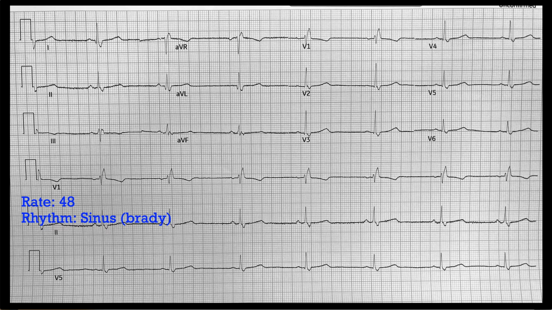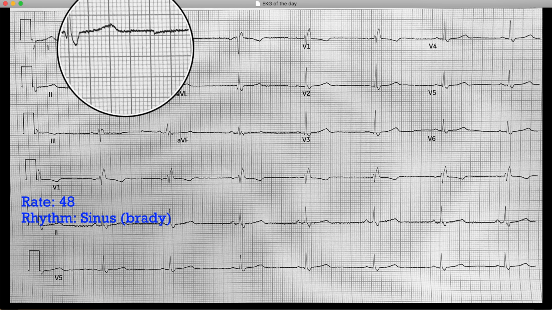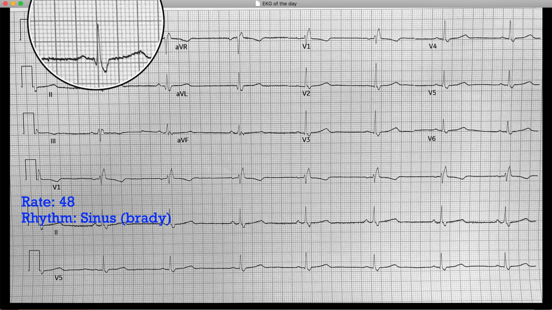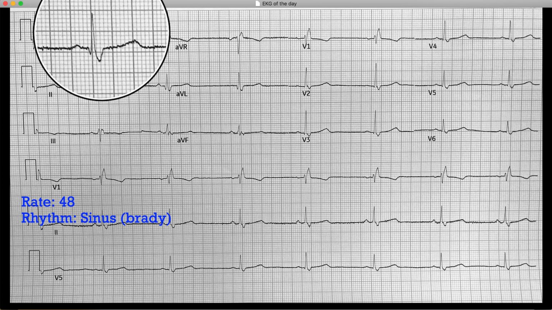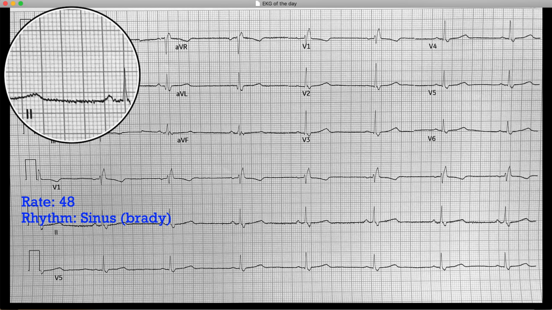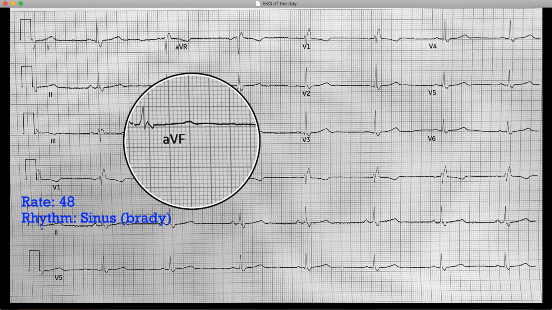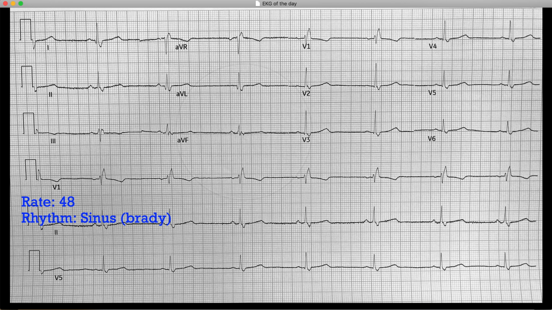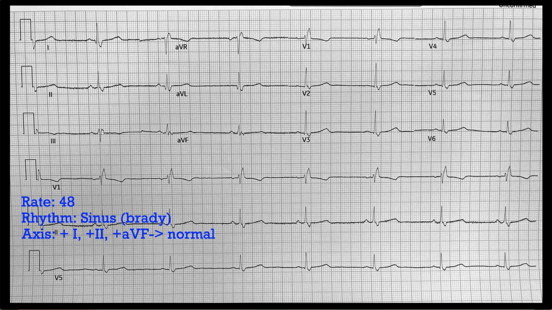Rate, rhythm, axis. Again, if you had to skip something, as always, I would make it axis, but we'll go ahead and just run through it real quick. So we have a predominantly positive QRS complex in lead 1, predominantly positive QRS complex in lead 2, and in lead AVF, also predominantly positive QRS complex. So this is probably going to be a normal axis without putting any obvious or any clear numbers to it. No real contention of that at this point.